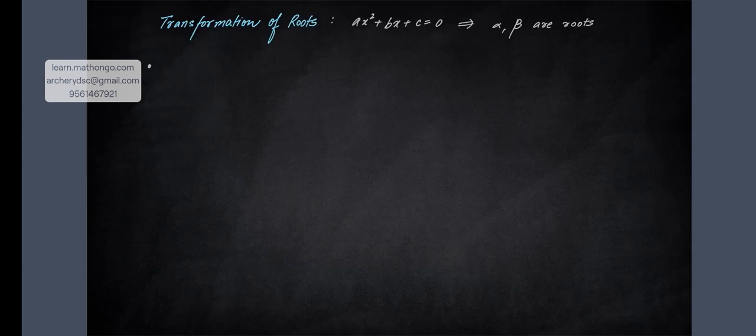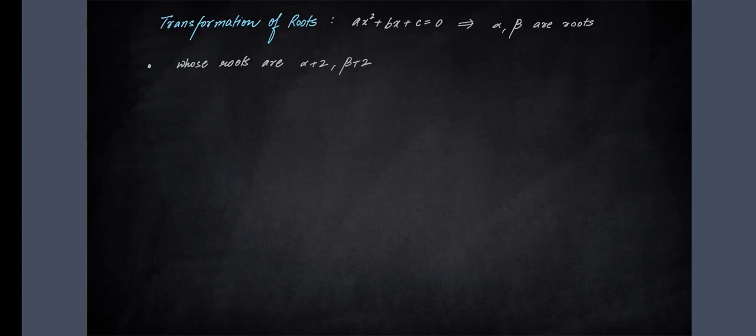Another set of rules that you can remember to make your life very easy is transformation of roots. Let's take ax square plus bx plus c as the quadratic equation, and say alpha and beta are its roots. You will get questions like: find the equation whose roots are alpha plus 2 and beta plus 2.